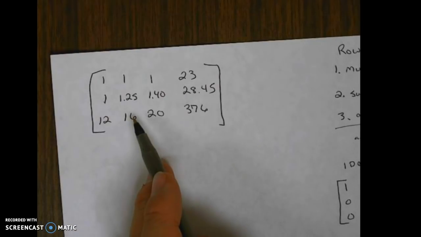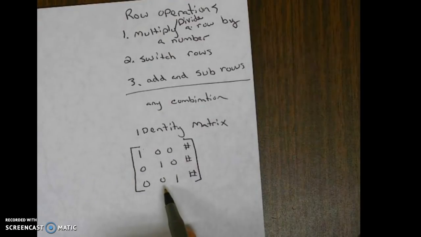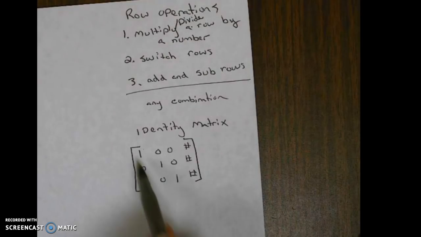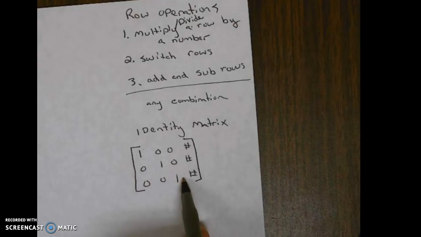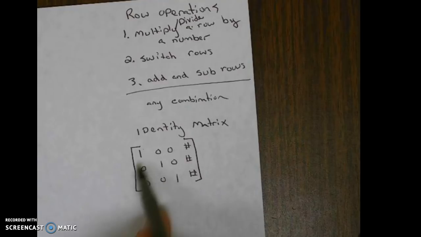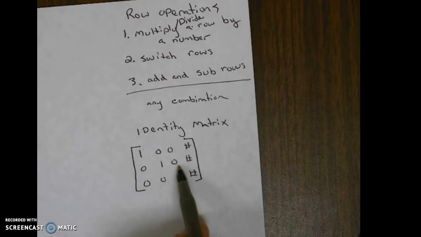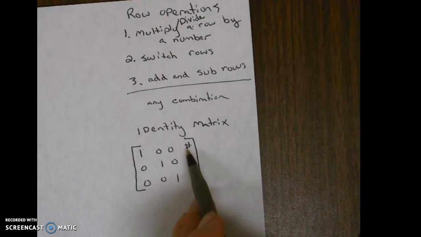Now the goal here is to go from this matrix to the identity matrix. This is very important. What we want to end up with is a 1 going diagonally through the matrix, and then zeros below the ones, and then zeros above the ones. And then here our answers would be found.